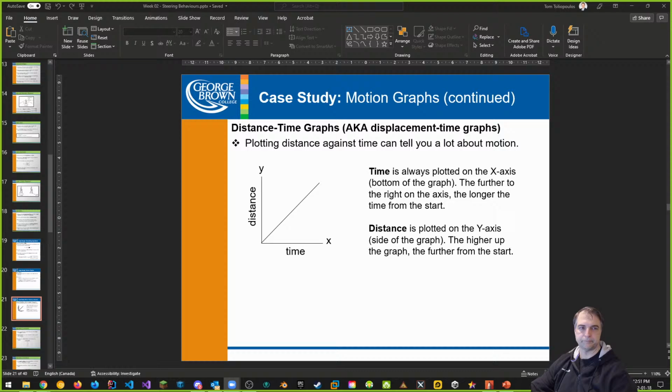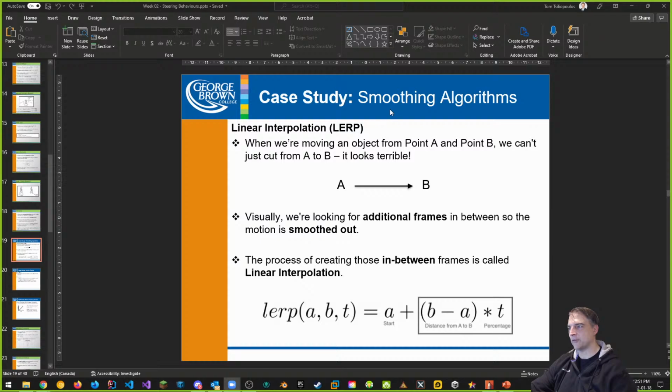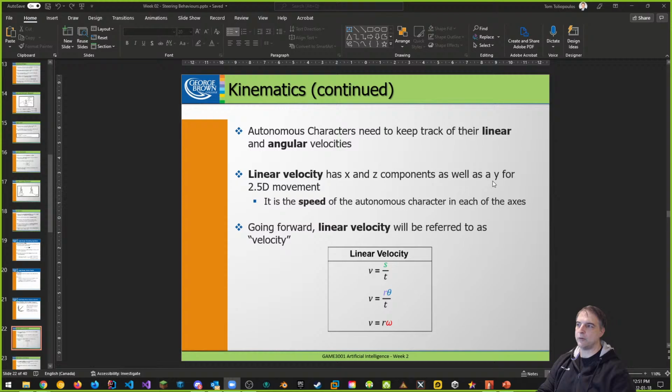All right, so that is motion graphs, and we also talked about smoothing algorithms, and the one that we want to use is linear interpolation, or lerping. So we know that autonomous characters need to keep track of their linear and angular velocities, and again we want X and Y, or X and Z, components as an example. Going forward, when we think about linear velocity, let's just refer to it as velocity, because that's really what it's going to be, right?